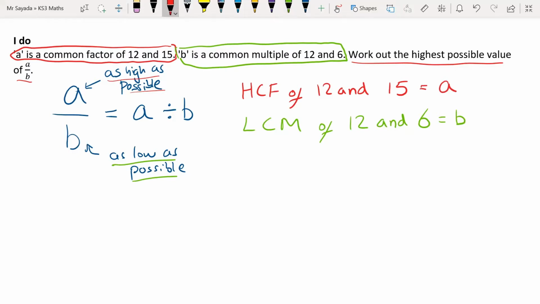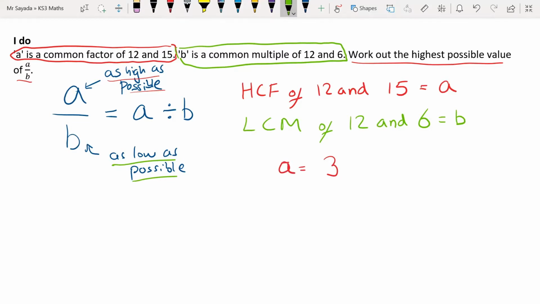So using the methods which you already know, could you please pause the video, work out the highest common factor of 12 and 15, and work out the lowest common multiple of 12 and 6. Press play once you've done. So the highest common factor of 12 and 15, you should have found by writing down the factors and finding the highest one that they share. The highest factor that they share is 3, which means A is 3.